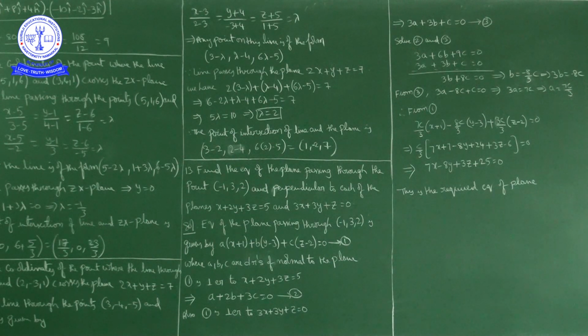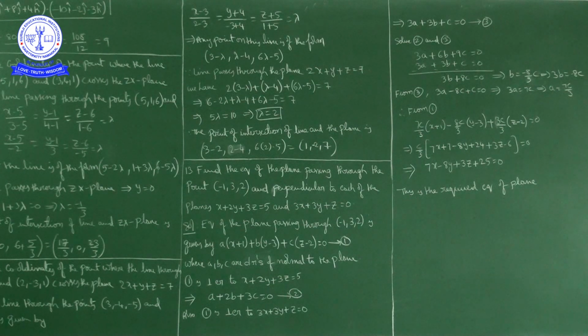Now here a + 2b + 3c = 0 is equation 2, and 3a + 3b + c = 0 is equation 3. Here we have 3 variables and 2 equations, so we cannot find the values of a, b, c uniquely, like a = 2, b = 3, c = 4. Now we will solve 2 and 3 and eliminate one variable. We will write a in terms of c and b in terms of c.